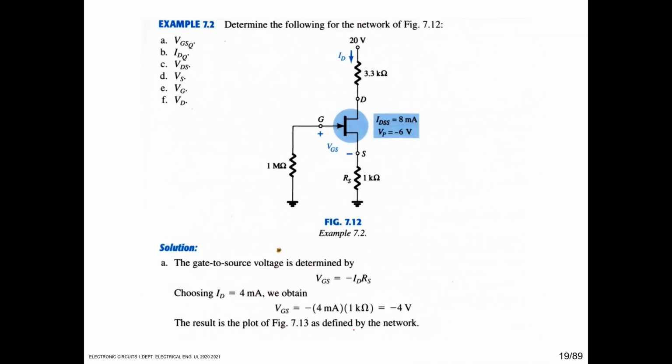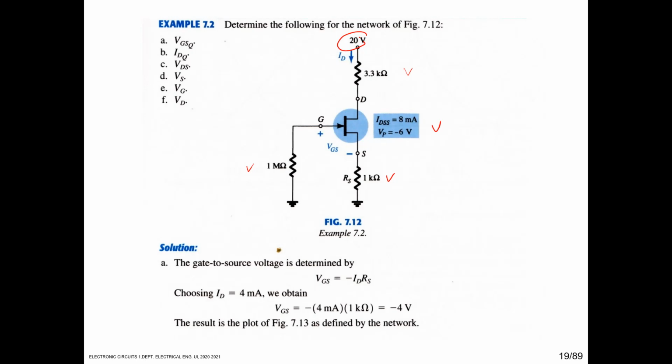Okay, so this is the example. Determine the following for the network. We have the network with IDSS of 8 milliampere and Vp of minus 6. Then we have RS 1 kilo ohm, RG 1 mega ohm, and RD 3.3 kilo ohm, and we have VDD of 20 volt. The questions are VGS key, ID key, VDS, Vs, Vg, and Vd.